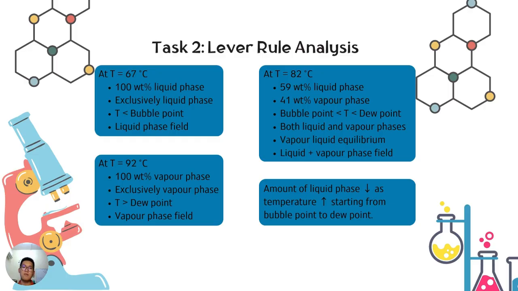Essentially, the amount of liquid phase decreases as temperature increases starting from bubble point to dew point. Furthermore, the amount of vapor phase increases as temperature increases starting from bubble point to dew point.